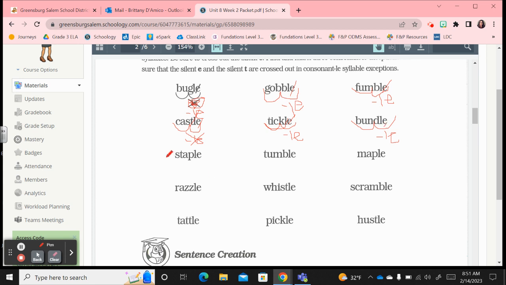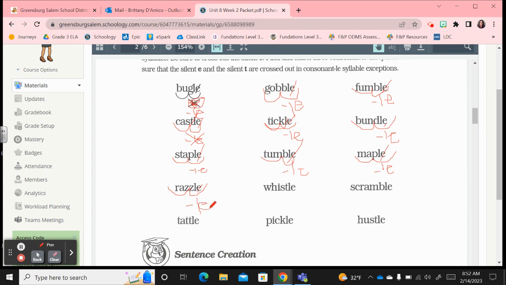Next row, we have stay. That one's open syllable. Staple. Here's your consonant LE. Cross off the silent E. Okay, tumble. Consonant LE at the end. Cross off the silent E. May, that's open. Maple. Consonant LE at the end. Cross off the silent E again. Okay. Razzle. Cross off the silent E. That last syllable is consonant LE.